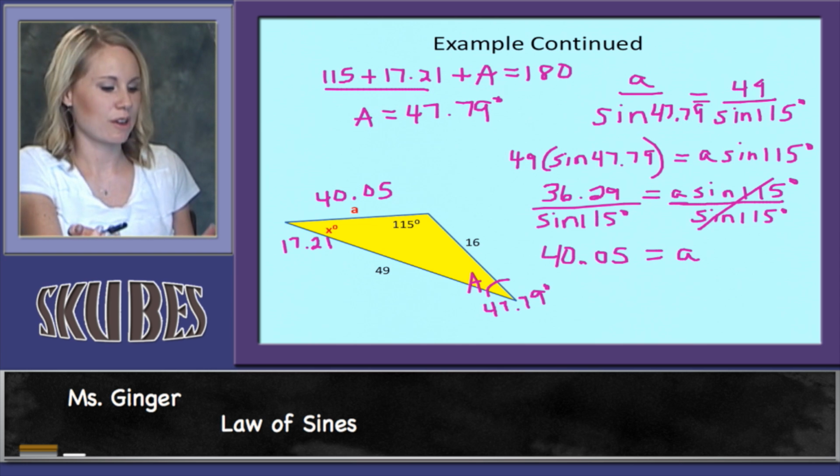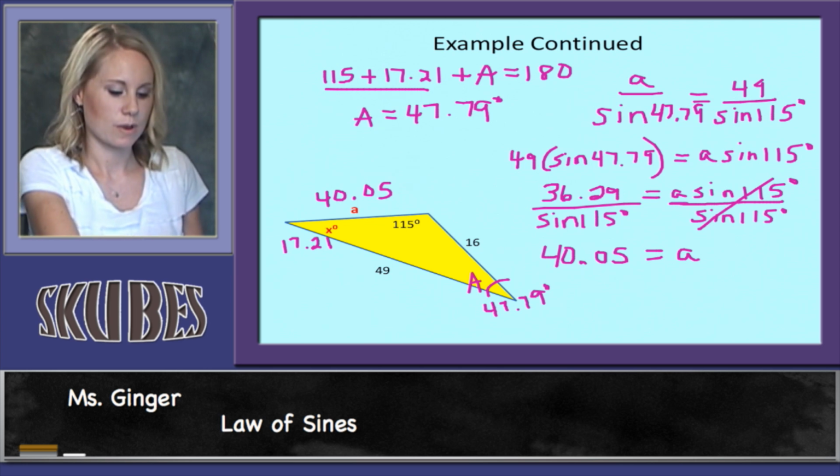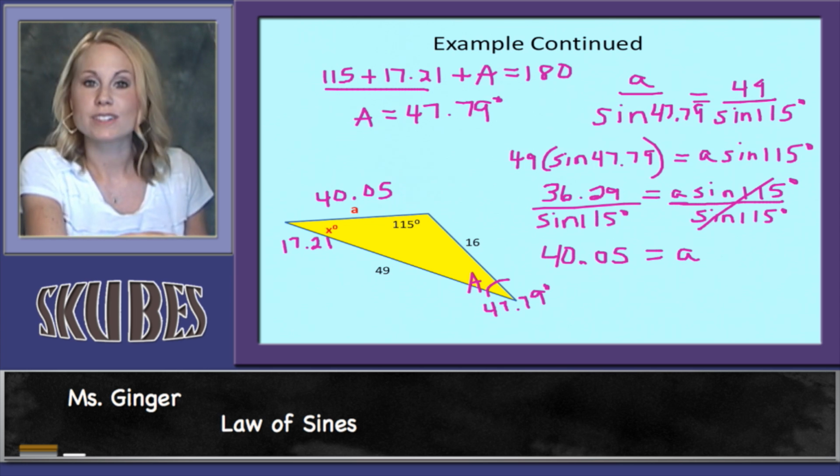Okay, let's look around. Have we found all the missing pieces to our triangle? Looks like we have no more missing sides or angles. So we are good to go. That is our lesson on law of sines.